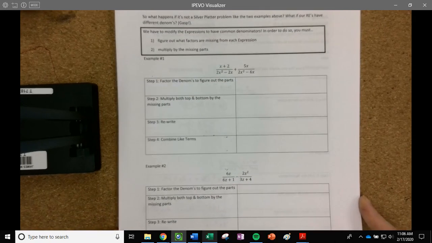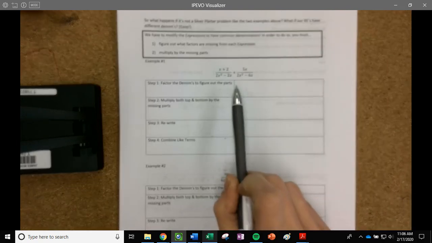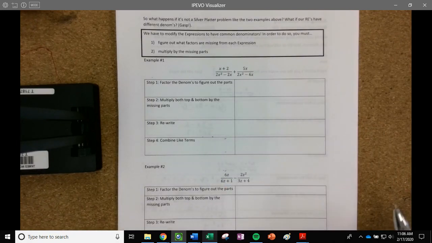Okay, so moving on to what you will more than likely see instead. Not a silver platter problem like what I just gave you, where you've got the two denominators that are already common. What do we do if our rational expressions have different denominators? Oh my goodness, we have to do math. Oh, we have to modify the expressions to have common denominators. So in order to do that, we have to figure out what factors are missing from each of the denominator expressions and then multiply each by the missing parts.